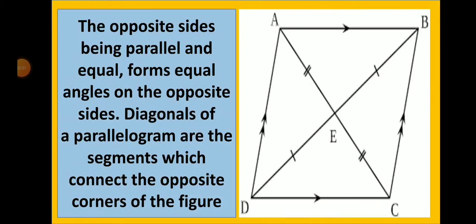Students, as you can see in the figure, it's a parallelogram with diagonals. So, the opposite sides being parallel and equal forms equal angles on the opposite sides. And diagonal of a parallelogram are the segments which connect the opposite corners of the figure. As in the figure, you can see A is connected with C and it's a diagonal. Again, B connects with D and form another diagonal and they intersect at the point E.